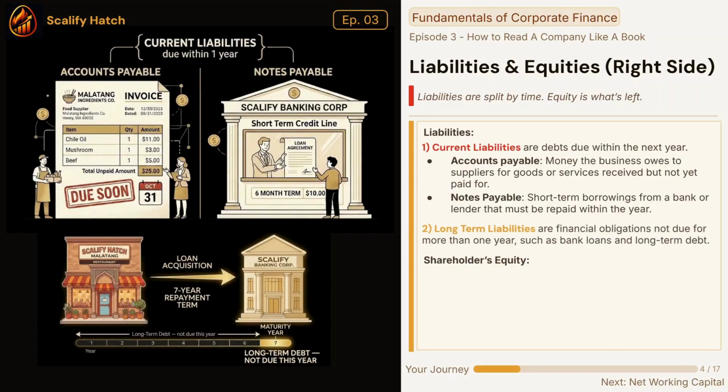Our long-term liabilities are debts that are not due for more than a year. The big one here is the bank loan we took out to open the restaurant.